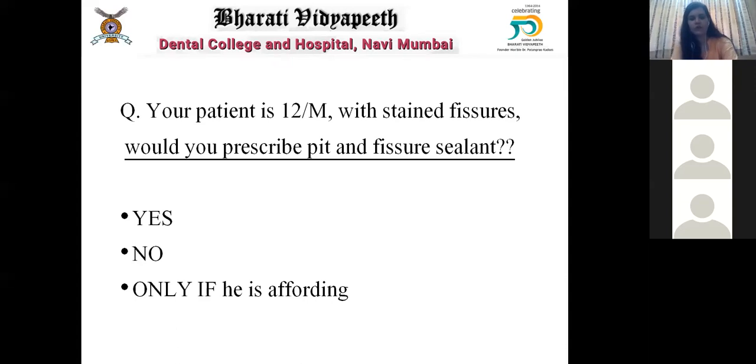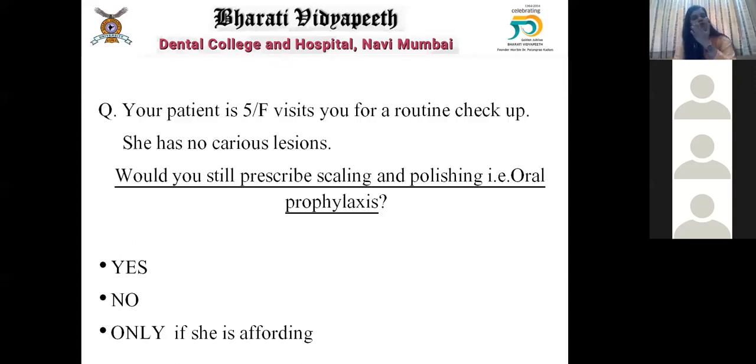Okay, so moving on to the next one. Your patient is 5 years and visits you for a routine checkup, and she has no carious lesions. Would you still prescribe scaling and polishing, which is oral prophylaxis? No carious lesions and comes just for a routine checkup. So what are your answers? Yes, no, or only if she can pay for it?